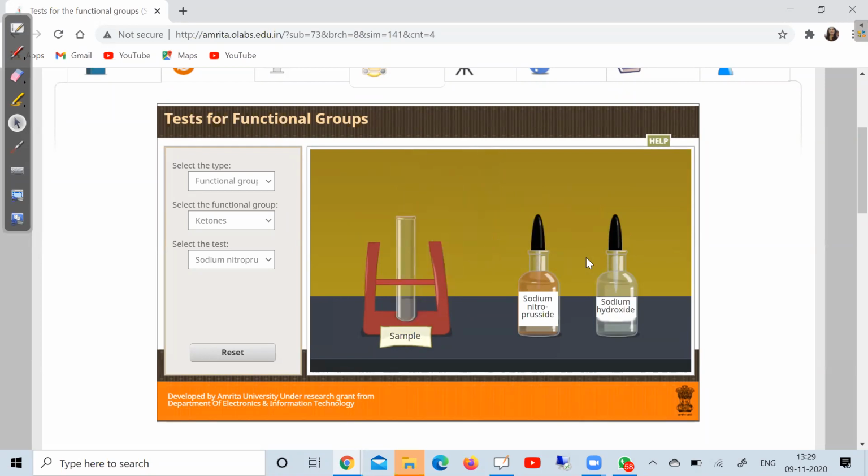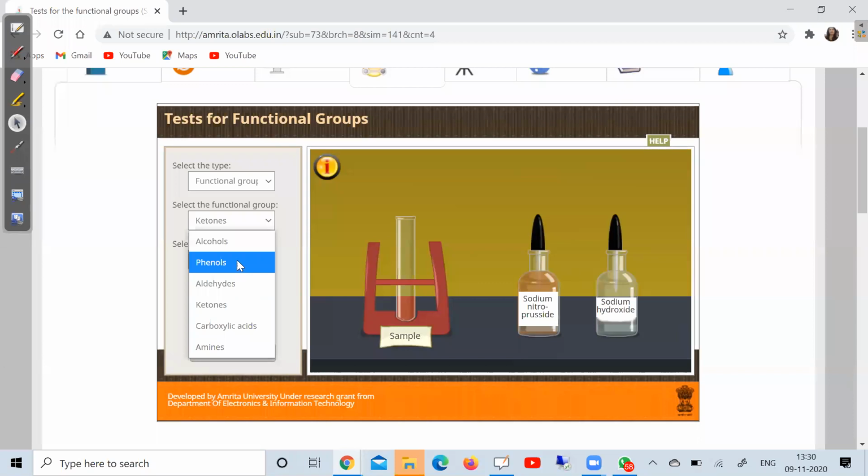You can see over here, after adding sodium nitroprusside, shake it and then add sodium hydroxide. You can see the procedure. This is the procedure. You can get the result during the offline test also. Okay, so you get the red precipitate. This is the confirmation of ketone also.